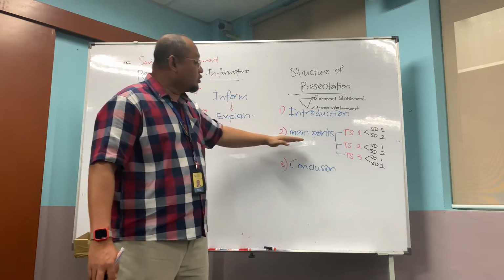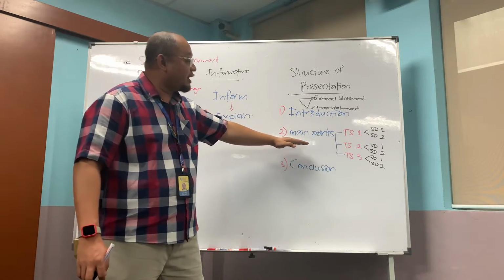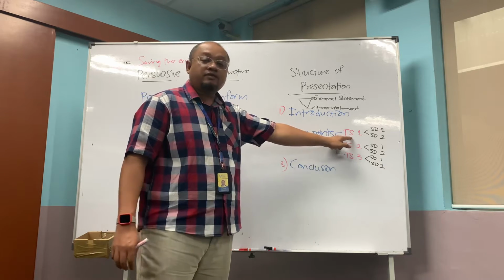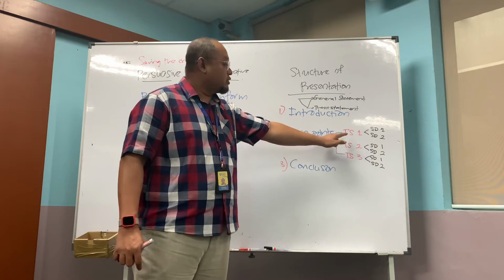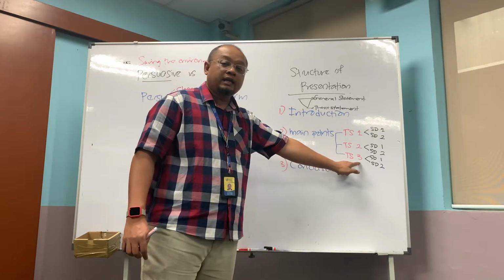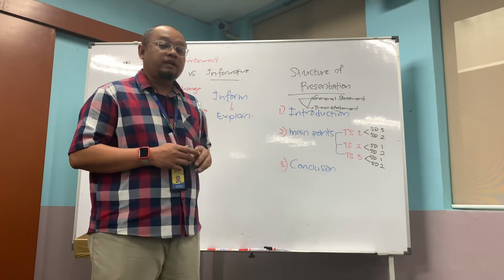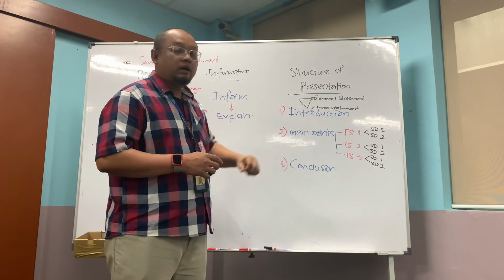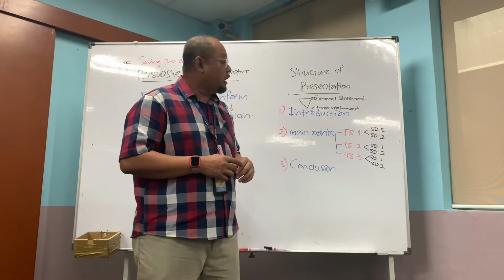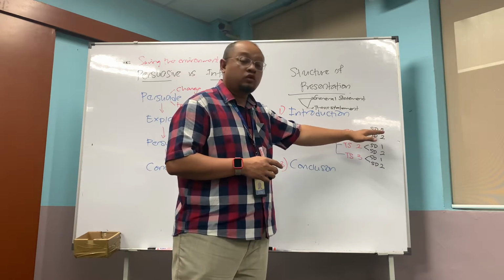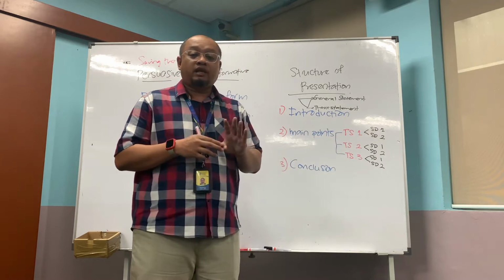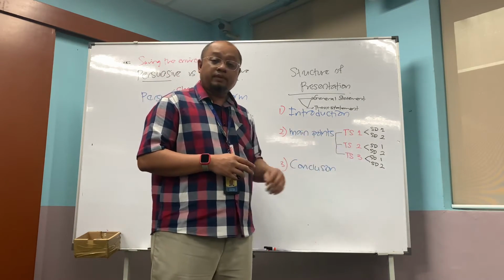Then we go to the main points. You have to have at least three main points. TS here stands for topic sentences: topic sentence 1, topic sentence 2, and topic sentence 3. You should have at least three main points to support your presentation. For each of the topic sentences, you should have at least two supporting details. Supporting details can be an explanation or an example.